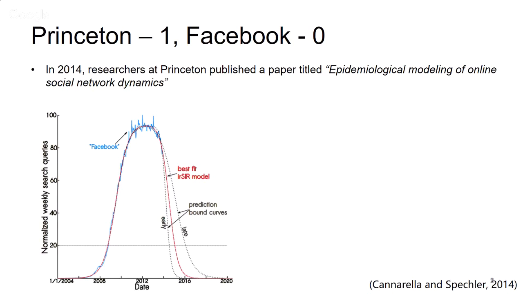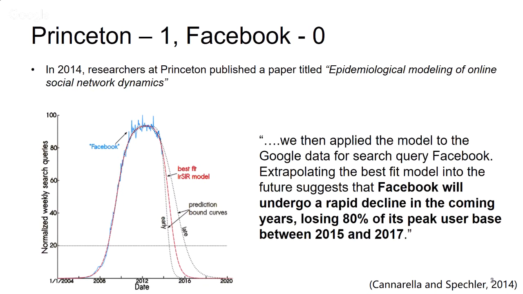The problem started right in the final section, where they ended the paper with a not so modest declaration. And this is literally the last line of the paper, where they said that we applied the model to the Google data for search query. And by extrapolating the best fit model, we suggest that Facebook will undergo a rapid decline in the coming years, losing 80% of its peak user base between 2015 and 2017. Now, this didn't happen, all right, and actually quite the reverse. Facebook has been going on an upward trend.